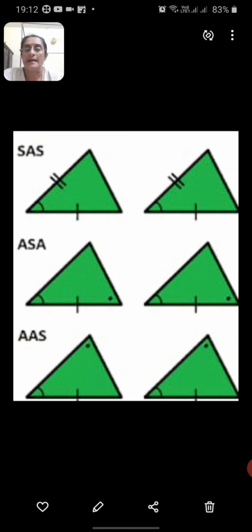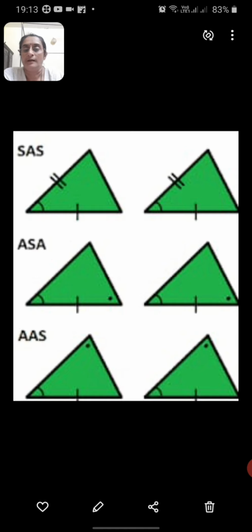Next is the ASA rule. A stands for angle again, S for side. Now when two angles and the side between them are equal in two triangles, you can call the two triangles congruent to each other. Here the two triangles are given and both the angles and one side between them are equal, as shown in the figure. So you can say that these two triangles are congruent according to the ASA rule.